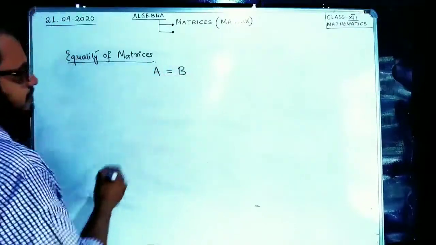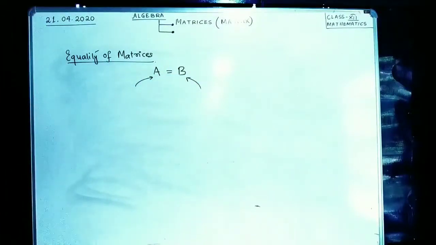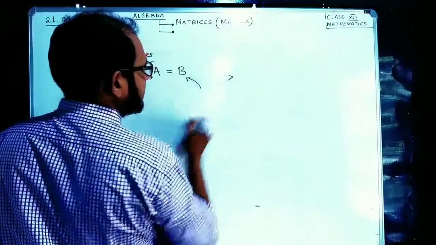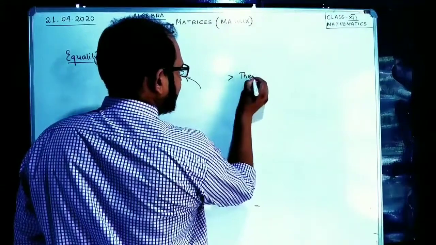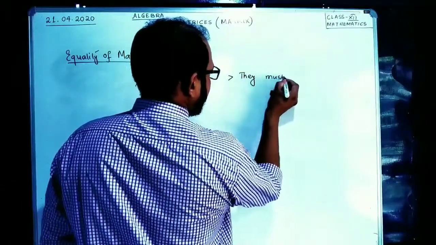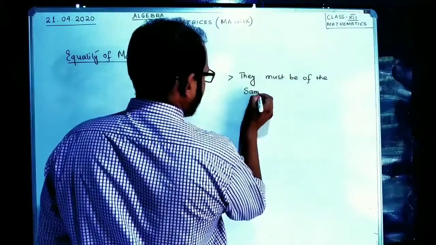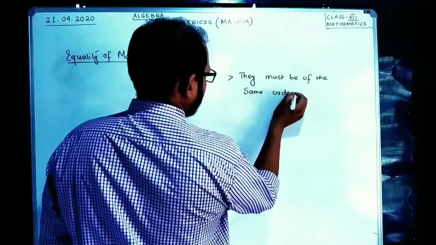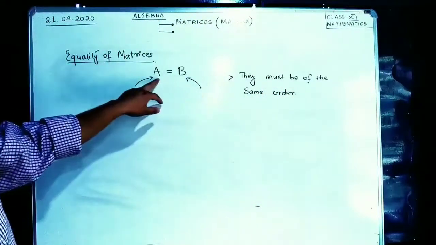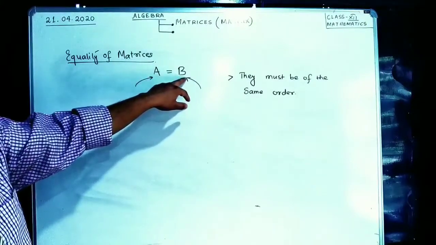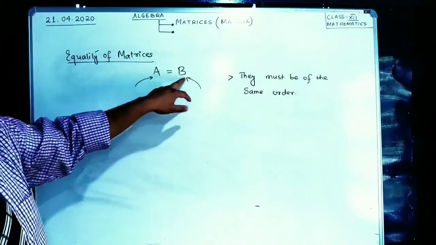suppose there is a matrix A and there is another matrix B. These two matrices are said to be equal if they meet certain conditions. First condition is that they must be of the same order. That means they must have the same row by column. The number of rows in A should equal the number of rows in B. The number of columns in A should be equal to the number of columns in B.